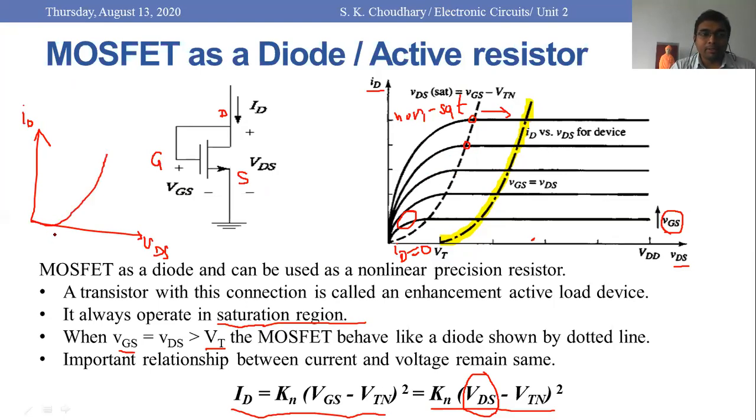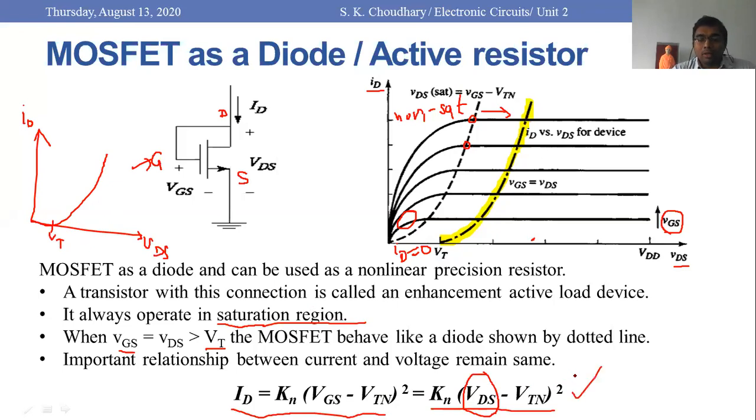This is the point. This is the threshold voltage. And this is the ID-VDS characteristics for this structure, MOSFET as a diode. And the current equation is the same. Only VGS is replaced by the VDS.